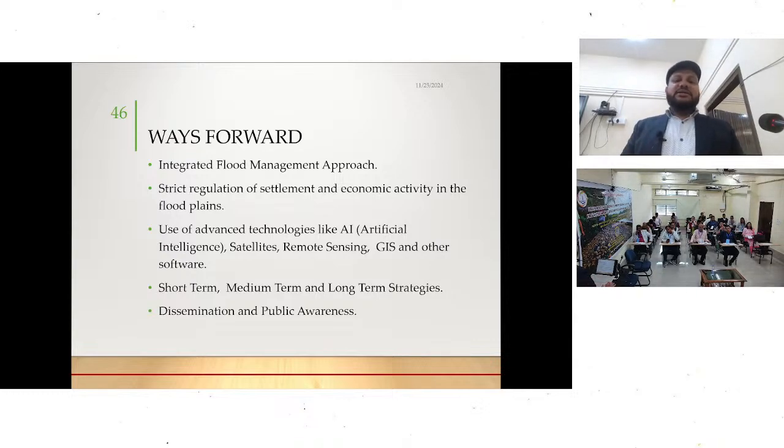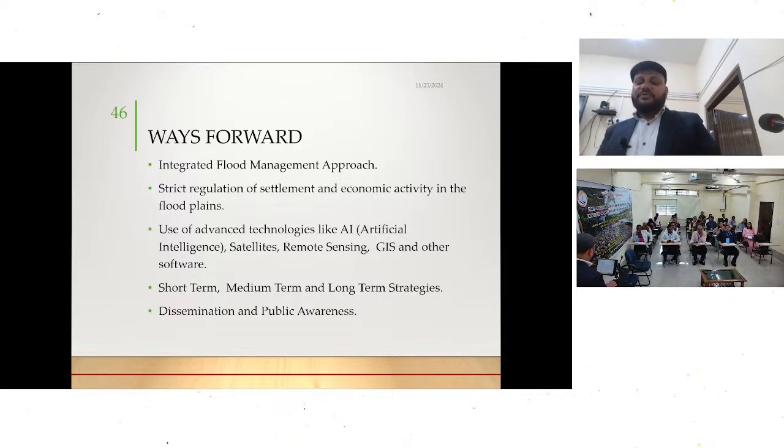And strict regulation of settlement and economic activity in the floodplains. Use of advanced technology like AI, which is very prevalent nowadays, along with satellite and remote sensing, GIS and other software. We should plan any flood protection activity with short-term, medium-term, and long-term strategies. What is short term? Doing revetment or putting in porcupines is short term. But what are the long-term strategies? And we have to disseminate data and create public awareness, because floods affect the public most. So public awareness is very important.